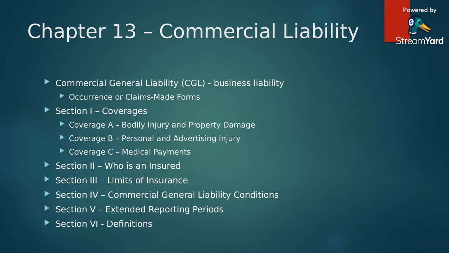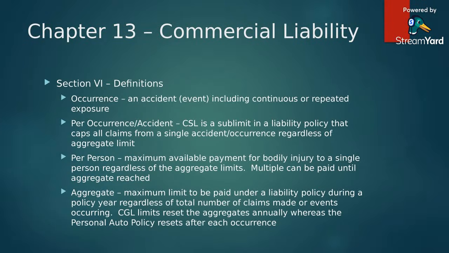Under Section 2, who is an insured. Section 3 is going to be the limits of insurance. Section 4 is going to be commercial general liability conditions. Section 5 is going to be extended reporting periods, and Section 6 is going to be definitions. So we're going to go over the definitions here first.